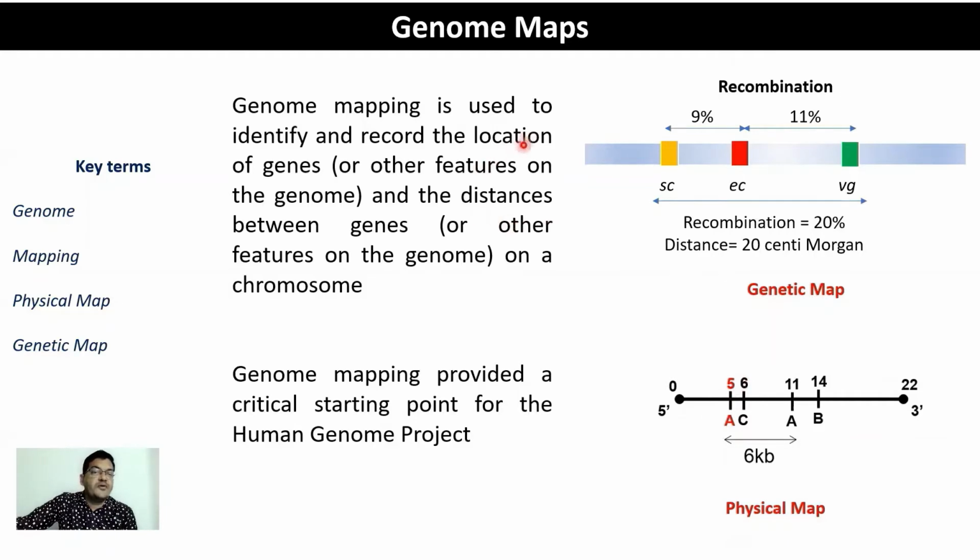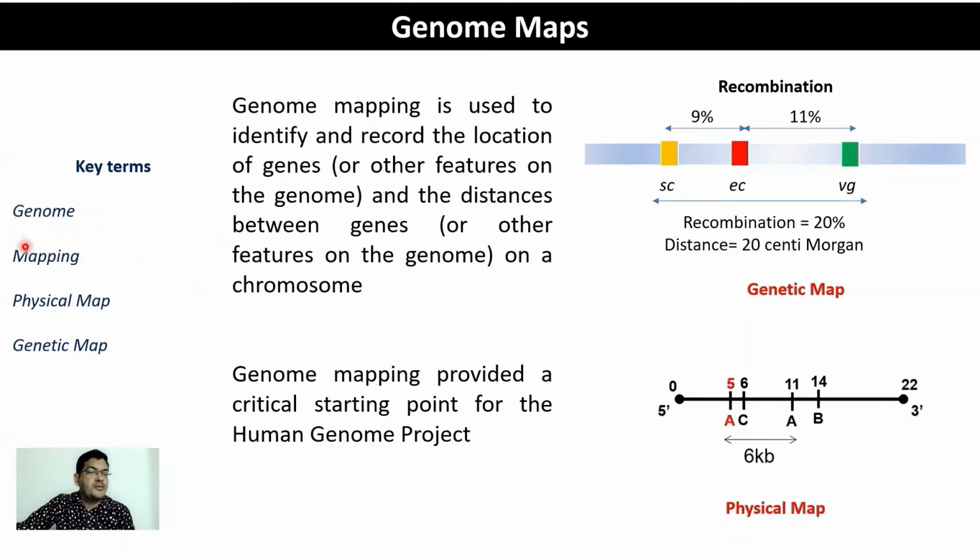So genome mapping is used to identify and record the location of genes or other features in the genome and the distances between genes or other features in the genome on a chromosome. And genome mapping played a historical role in starting the Human Genome Project. Some of the key terms: what is a genome? The genome is one complete complement of genetic material in an organism.